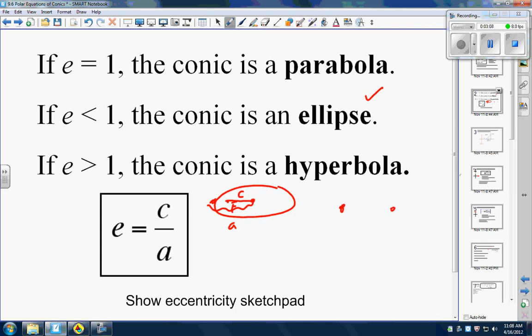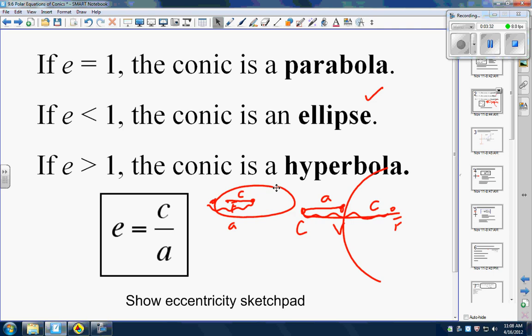You have a hyperbola. Here's your vertex. Here's your center. We call that distance A. If this is your foci for a hyperbola, that distance coming all the way out there is C. Therefore, C is the longer distance, which makes the ratio bigger than 1. So you have a hyperbola.